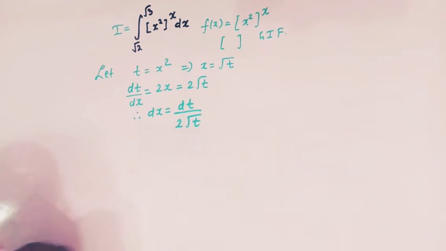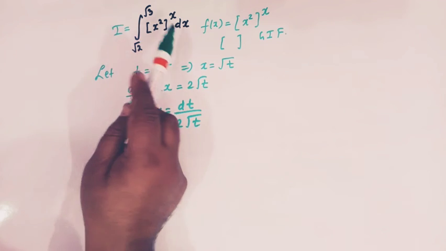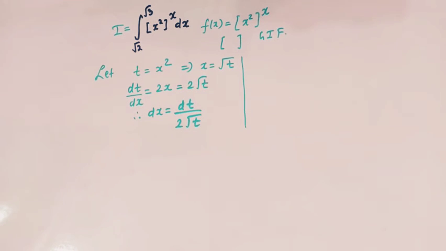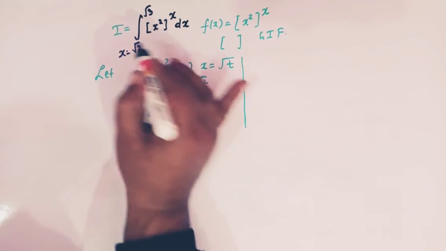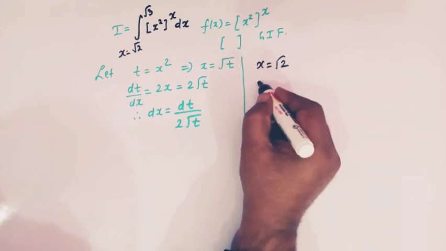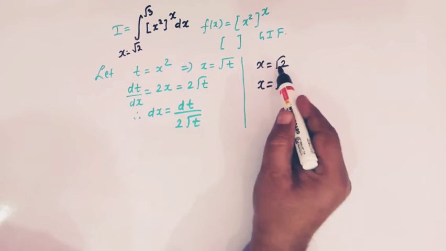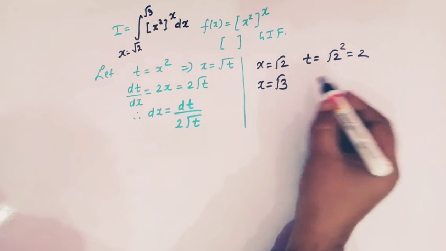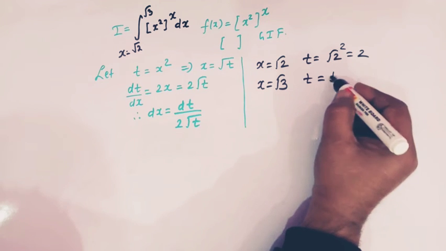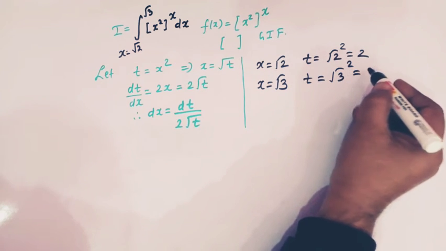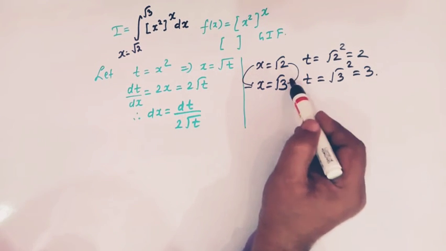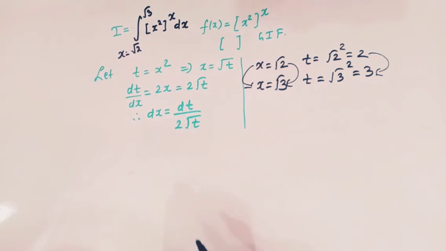Now we have changed the variable x to t. So now let us change the limits accordingly. Here x varies from root 2 to root 3. So when x is root 2, then t is root 2 square, that is 2, and when x is root 3, then t is root 3 square, that is 3. So when x varies from root 2 to root 3, then t varies from 2 to 3.